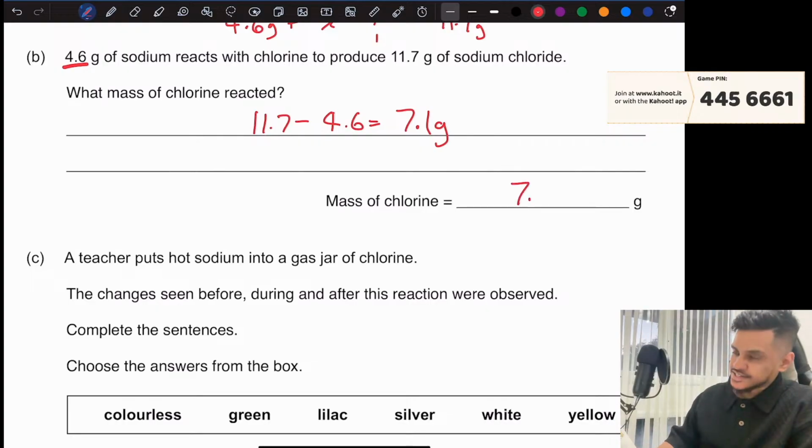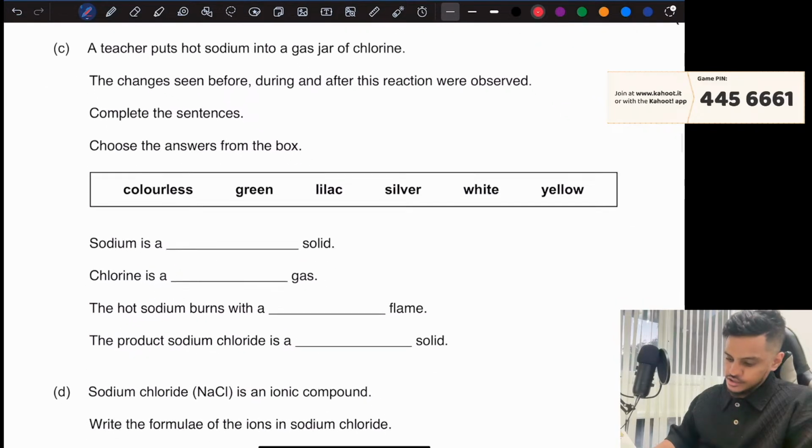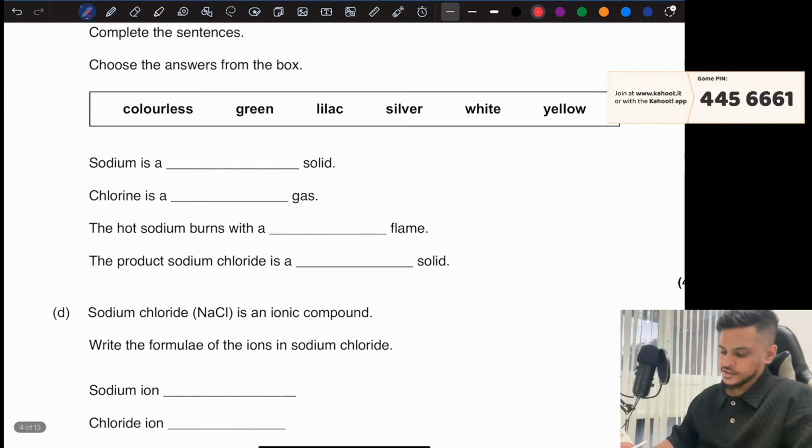So answer here is 7.1 grams. A teacher puts hot sodium in chlorine gas. Sodium is a something solid. What do you think the correct answer here is?